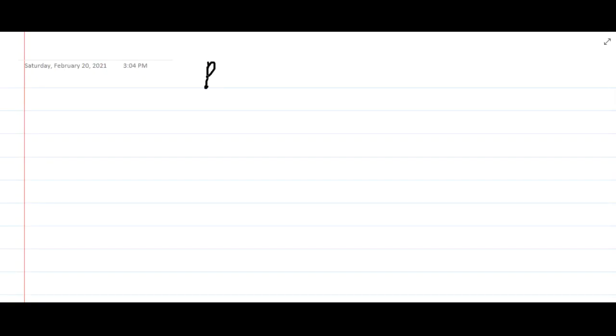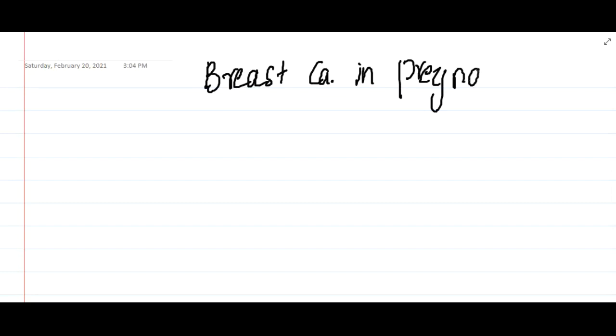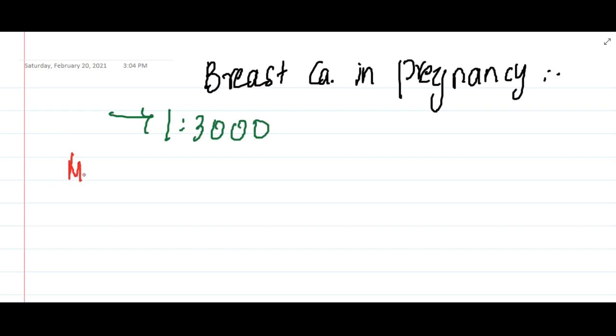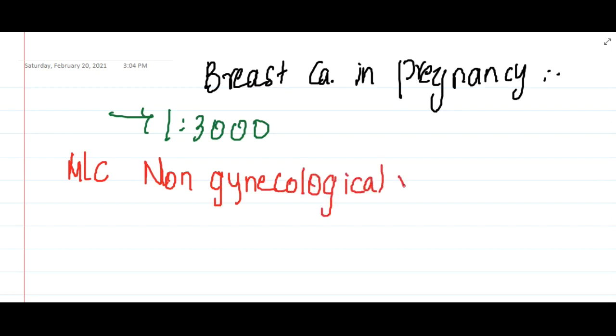Hello friends, let us now learn some important points about breast cancer in pregnancy. The incidence of breast cancer in pregnancy is 1 in 3000 pregnancies. Breast cancer is the most common non-gynecological malignancy in pregnancy.